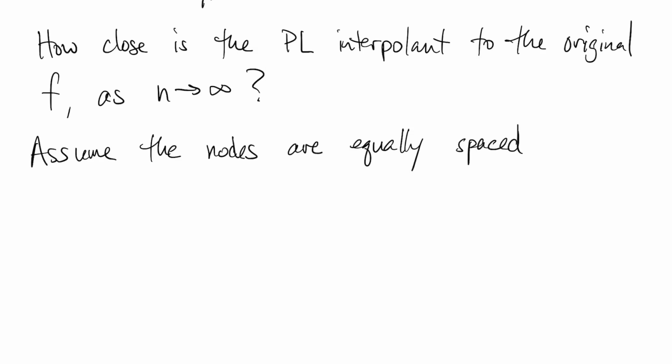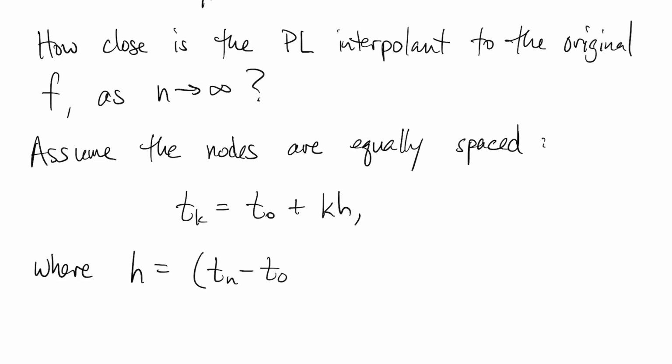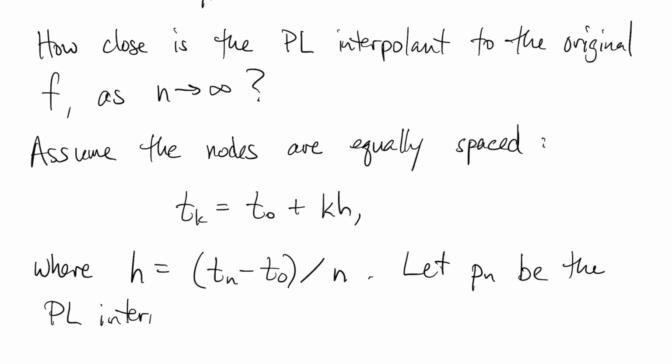The simplest case to think and talk about is when the nodes are equally spaced, separated by a distance h. So h must be proportional to 1 over n. Now the limit we seek, n going to infinity, is the same as h going to 0. Let's let Pn be the interpolant we get when we use n plus 1 nodes.